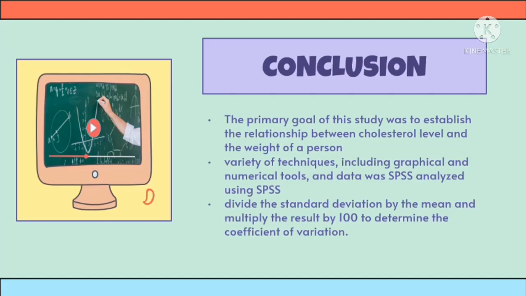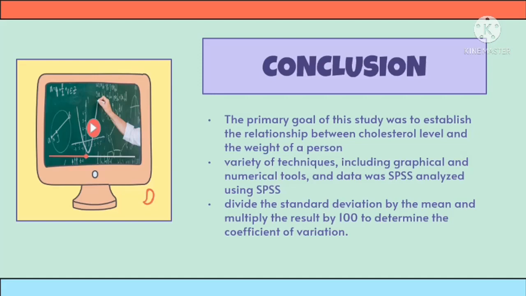As a conclusion, the primary goal of this study was to establish the relationship between cholesterol level and weight of a person. To examine the data, numerical and graphical methods are employed. Examples of graphical approach include box and whisker plots, histograms, and bar chart. The outcome of our work was that we discovered how to produce a statistical report.